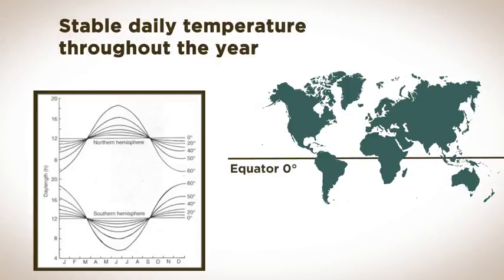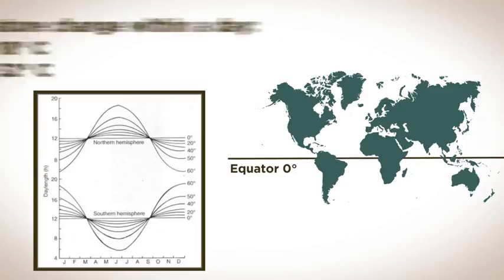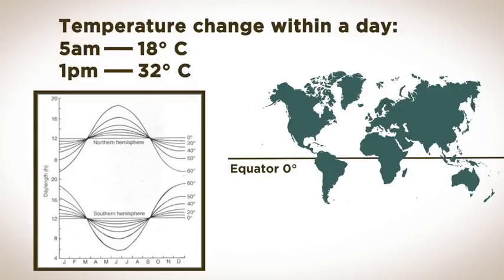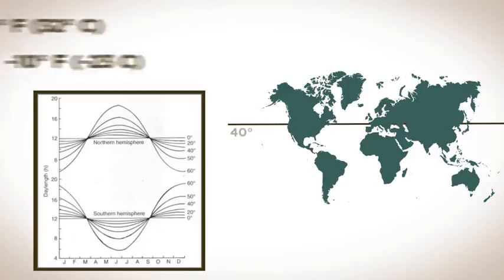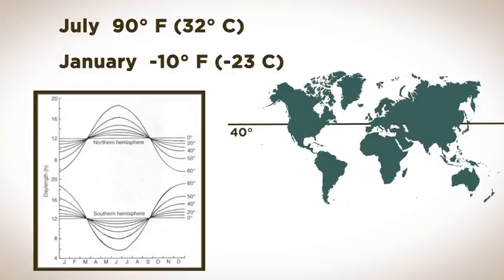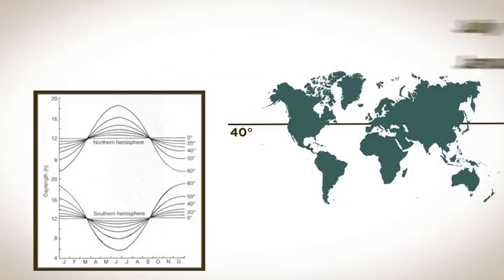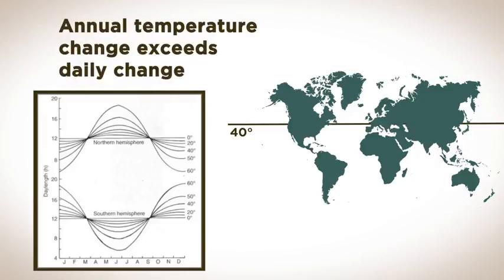Correspondingly, in the tropics, average daily temperature is stable. Temperature change within a day is greater than temperature change from day to day across the year. In contrast, here in Madison, Wisconsin, we may experience temperatures of 90 degrees Fahrenheit in July, but 10 below Fahrenheit in January. It would be unheard of for temperature to change this much within a single day. Here, annual temperature change exceeds daily temperature change.